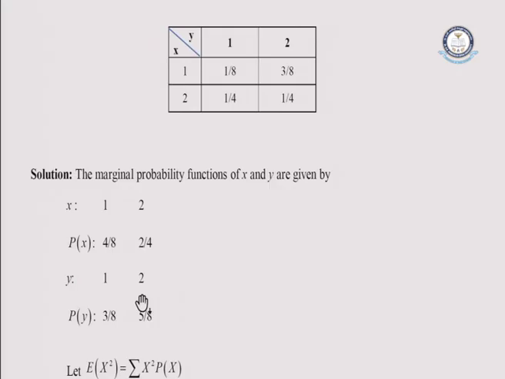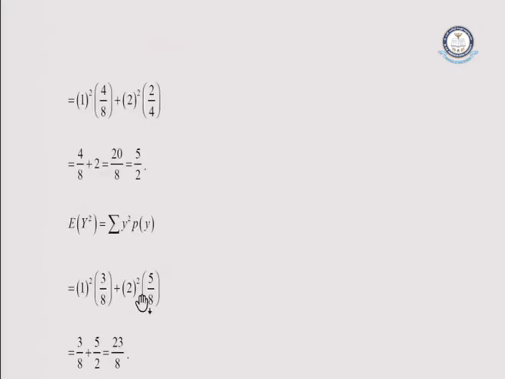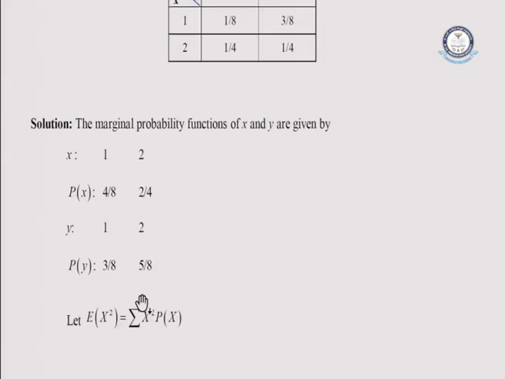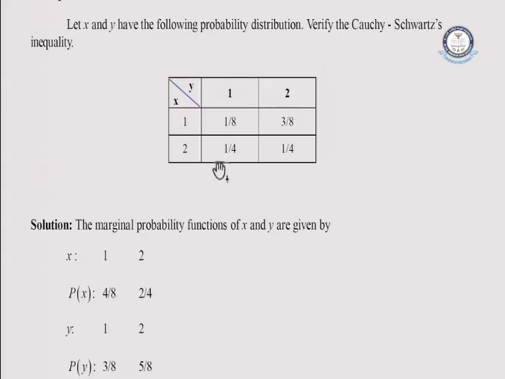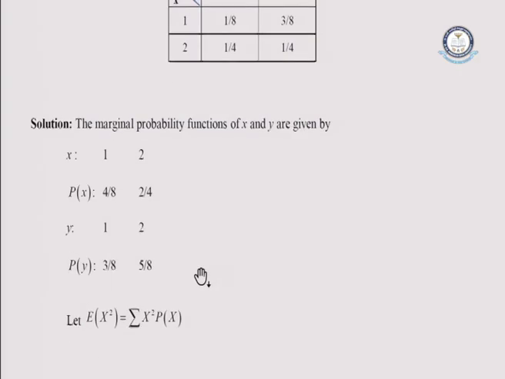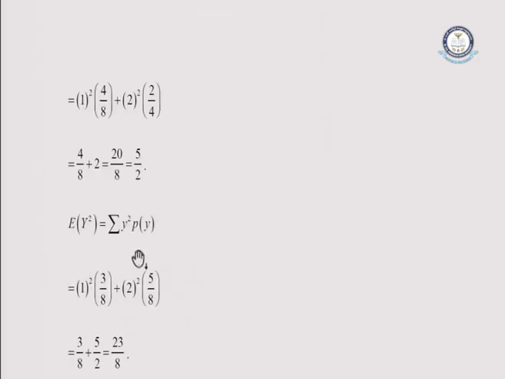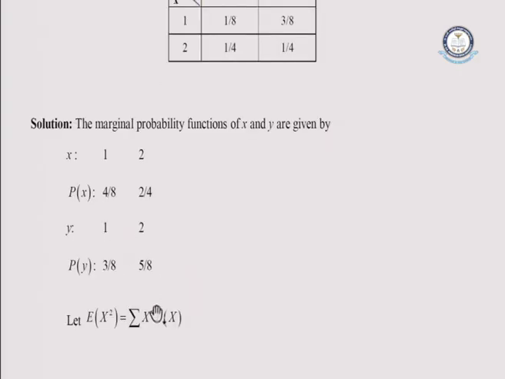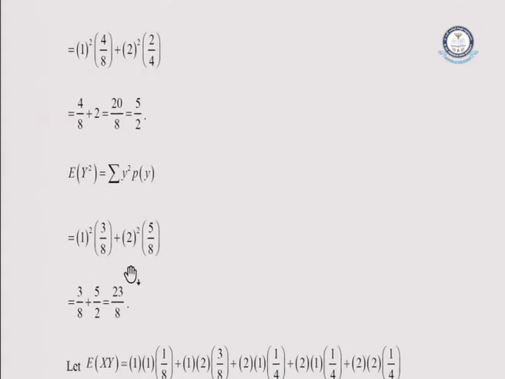Okay. So what is x square? X square is nothing but the function of these values 1 and 2. So 1 square into, and what is our p of x? The first one, 4 by 8, so 4 by 8, plus 2 square into 2 by 4. Like that, after applying this formula, we will get 5 by 2. Similarly, you apply expected value of y square.